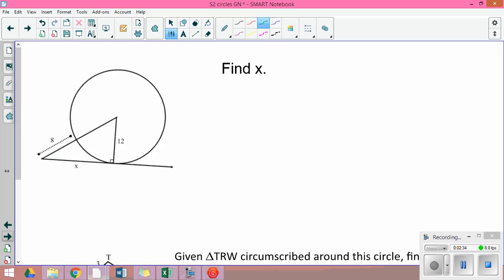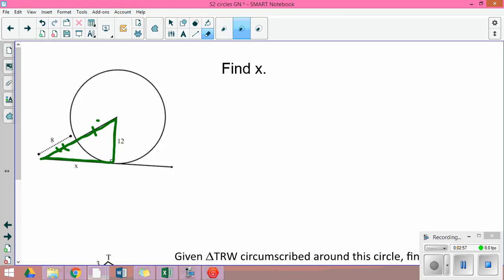Now this one has some interesting pieces in it. We have that tangent line that forms the right triangle. But I'm given this exterior piece. I do not know that this piece and this piece are bisected. I can't assume that. So this piece here is not 8.